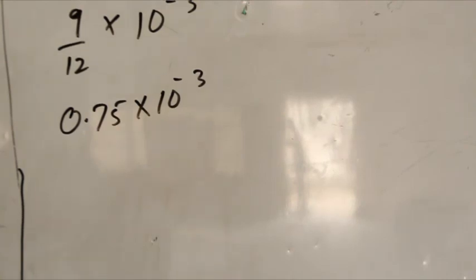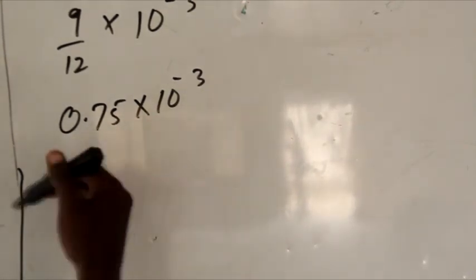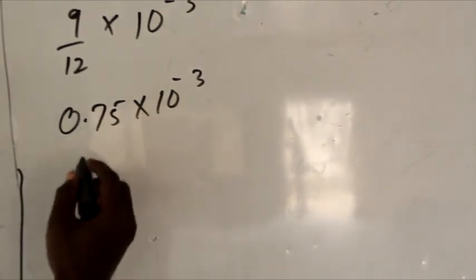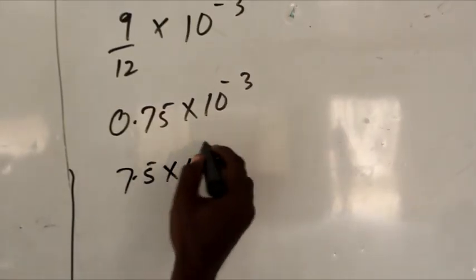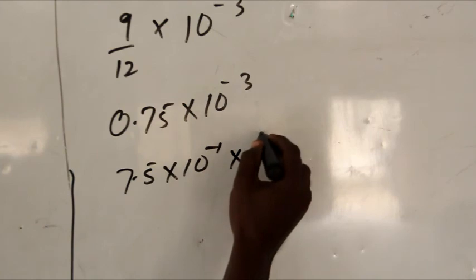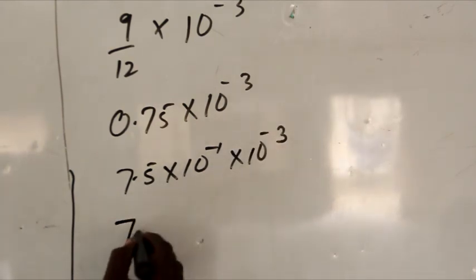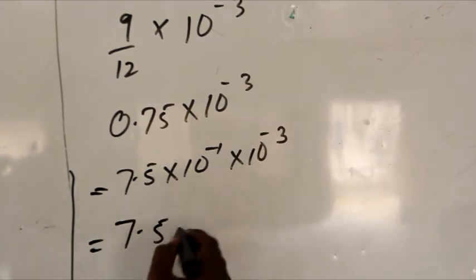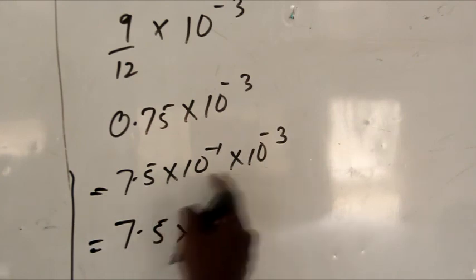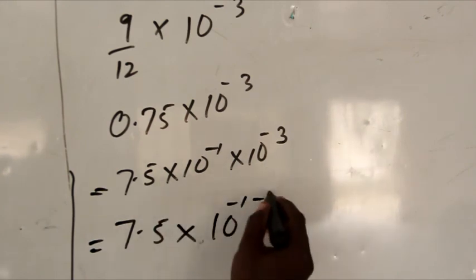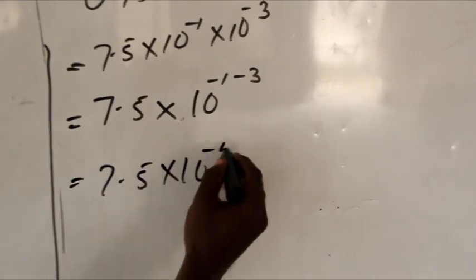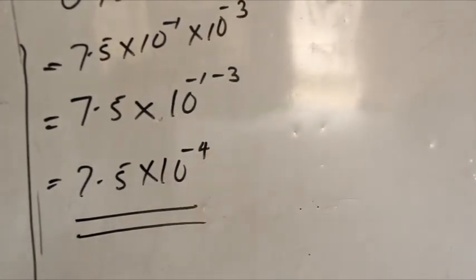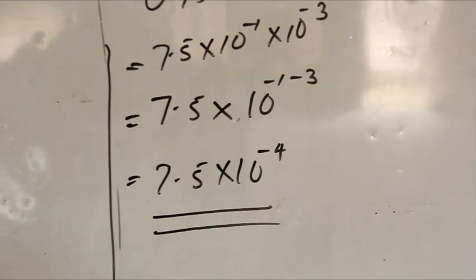The answer should be in indical form. 0.75 changes to 7.5 times 10 raised to the power of minus 1, times 10 raised to the power of minus 3. We apply the first law again here: 10 raised to the power of minus 1 minus 3. So it equals 7.5 times 10 raised to the power of minus 4. Right, that's the final answer. Hope you enjoyed the class.